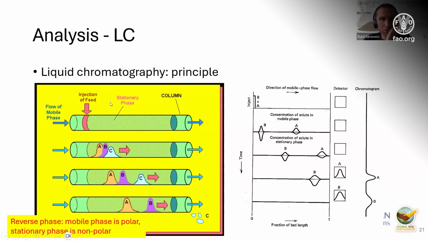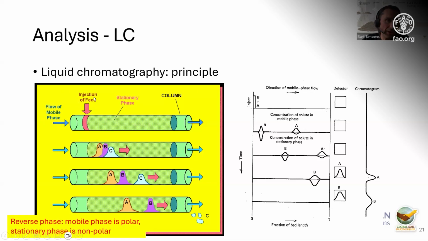And it contains what we call a stationary phase. These are particles that do not move, they stay fixed. That's why they call it the stationary phase, of course. And through this column with the stationary phase, we will push what is called the mobile phase. And in liquid chromatography, of course, this is a liquid mobile phase.